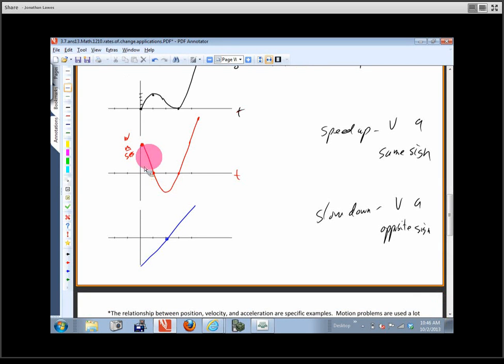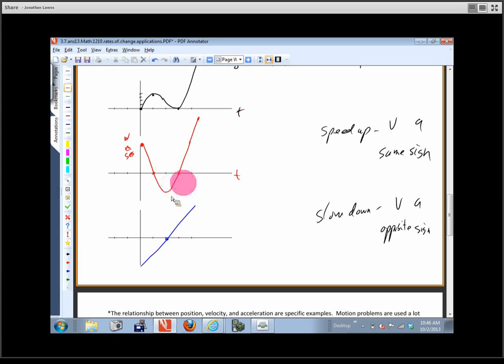Let's look at this and figure out when this would be speeding up and when it would be slowing down. Let's take a look at the 1 second interval, this first second right here. Velocity is positive, acceleration is negative. So from 0 to 1, it's going to be slowing down. Let's check and see what happens here. From 1 to 2, velocity is negative, acceleration is still negative. So from 1 second to 2 seconds, it's going to be speeding up.